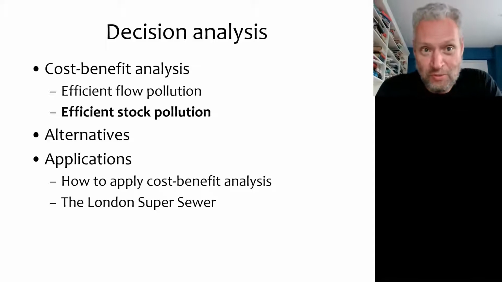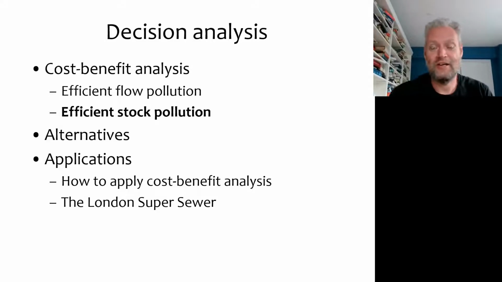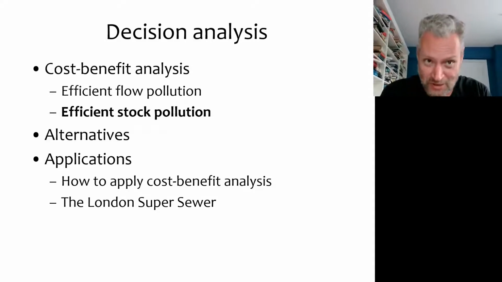I talked about efficient flow pollution. The intuition is fairly simple. It's an equimarginal principle. The marginal benefits of the polluting activity should equal the marginal damages of the pollution. And the important thing to keep in mind there is that the polluting activity is typically beneficial if we disregard the pollution.